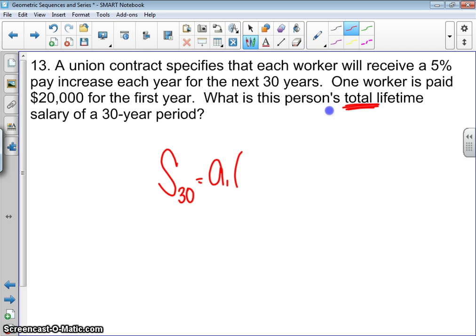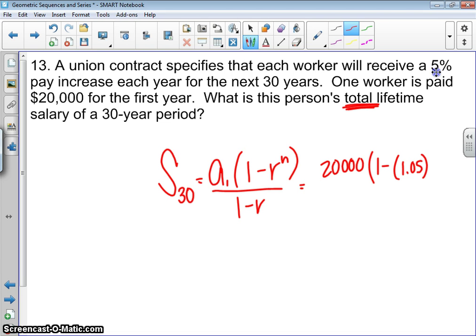And so I'm going to write my formula, a1 times 1 minus r to the n, all over 1 minus r. And so a1 is going to be $20,000. That's what we will make the first year. And so then 1 minus, now we said that if you ever have a 5% or a percentage increase, then you don't want to just write 0.05. You would want to write 1.05 to make sure that you get your entire 100% of what you started out making, $20,000, plus the additional 5% raise. So my r value is going to be 1.05. I'm going to raise that to the 30th, all over 1 minus 1.05 for r.